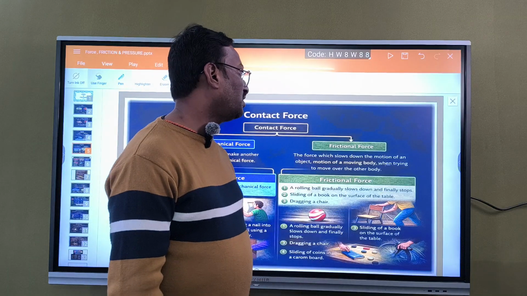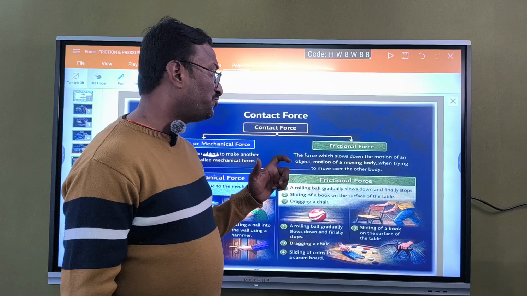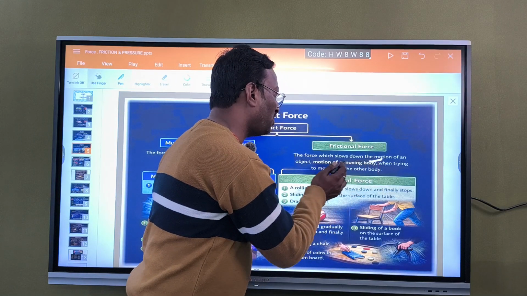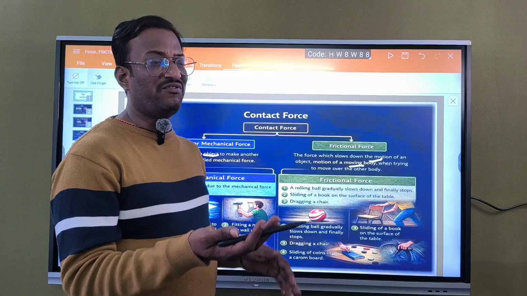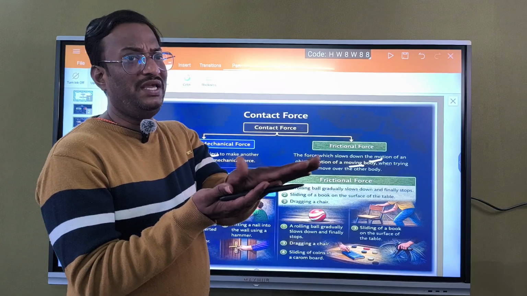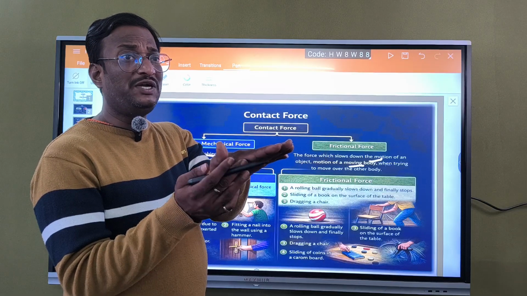And one more contact force is frictional force. What does this frictional force do? This force slows down the motion of a moving body when it tries to move over another body. When a body is moving over another body, the frictional force takes place.